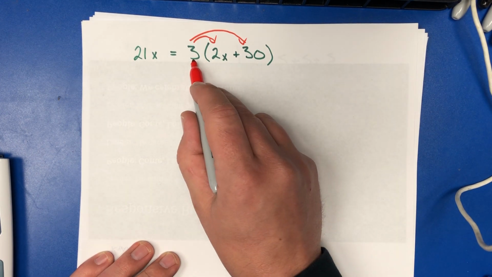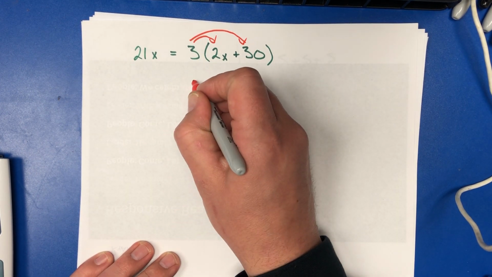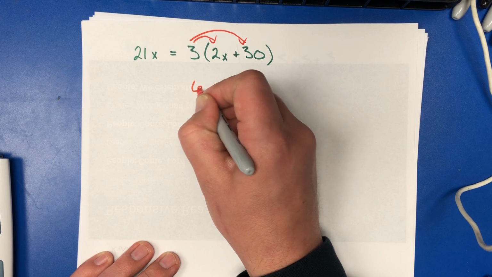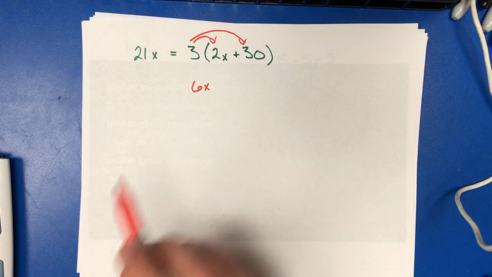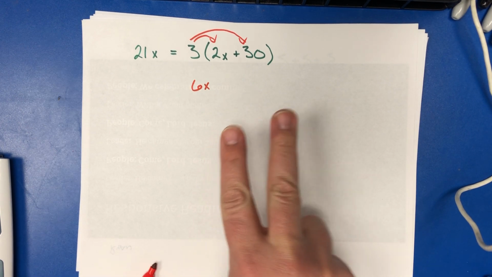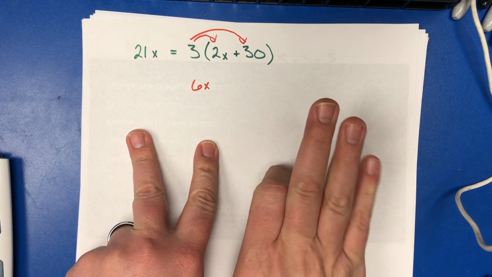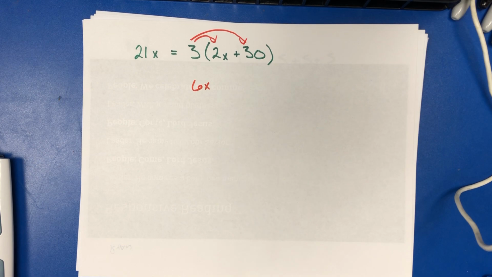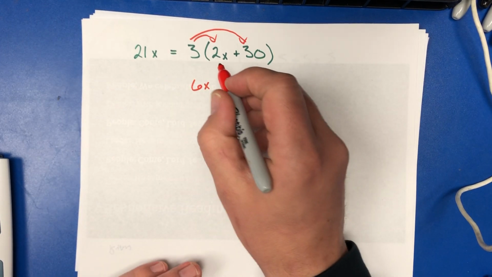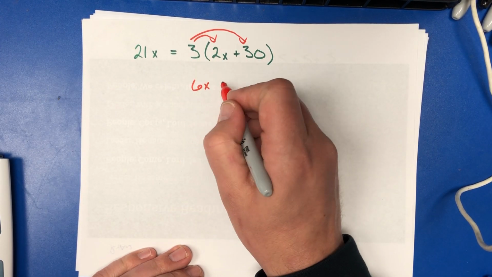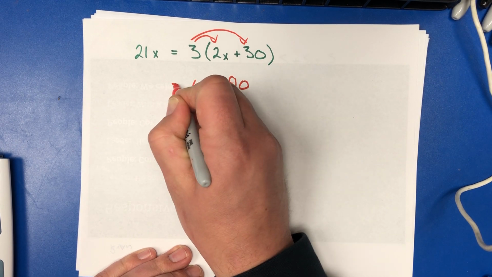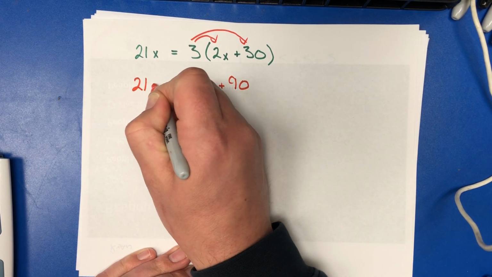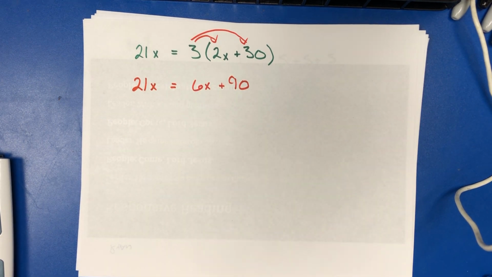So it's going to be 3 times 2x. 3 times 2 is 6. X goes with it. So if I have 2 x's, and I'm going to have it 3 times, I've got 2 x's, I got 4 x's, I got 2 more x's, that's 6 x's. So 6x plus 3 times 30 is 90. And 21x goes down with it, okay?